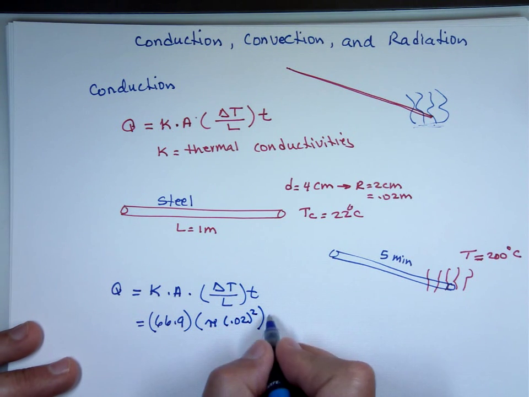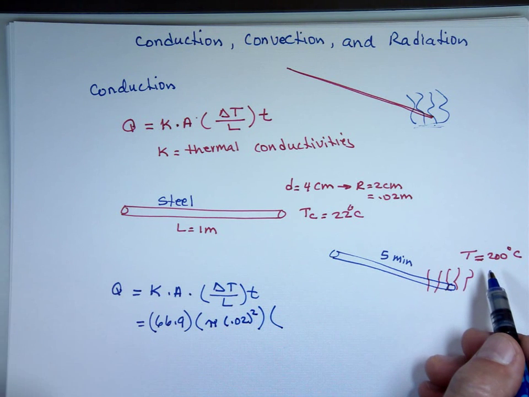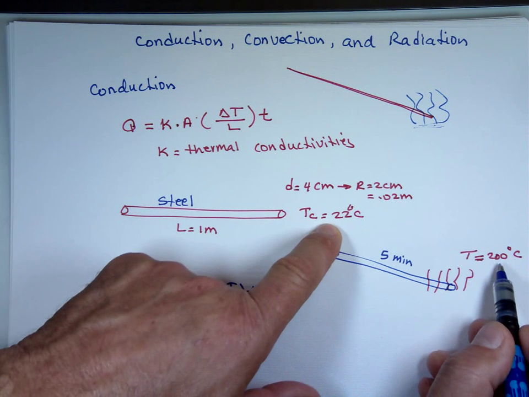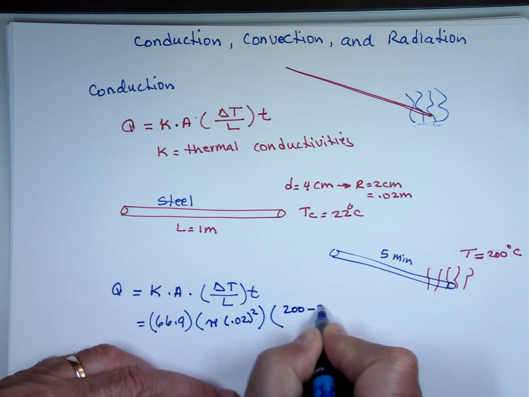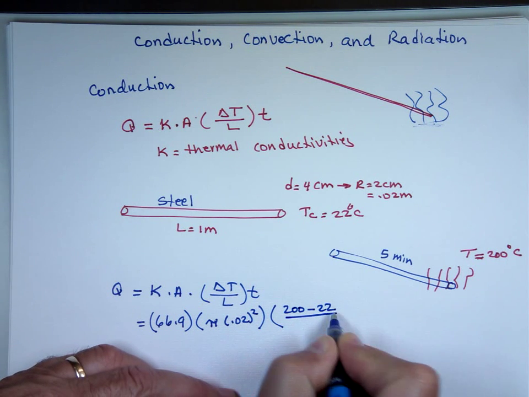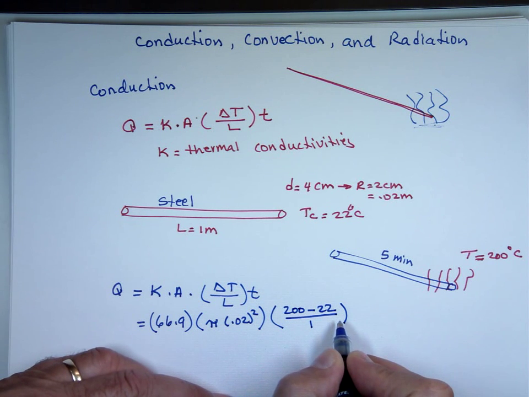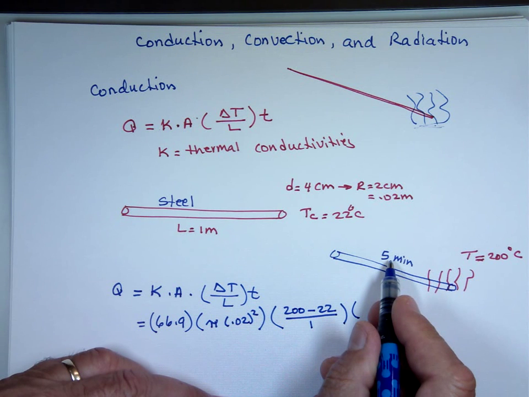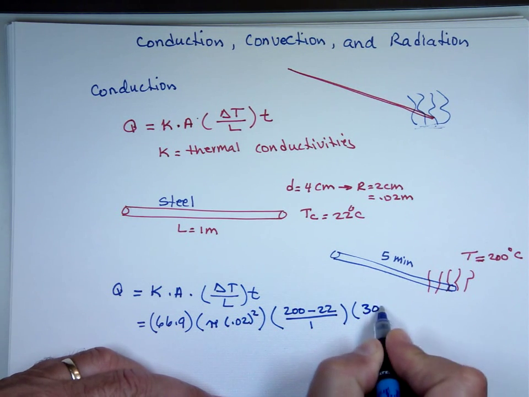Times the change in temperature, which is final minus initial. If this is 200 degrees and you put that rod in it for a while, that rod will also be 200 degrees. So it went from 22 to 200. What is the change in temperature? 200 minus 22. Over the length, which is 1, times the time. How many seconds did you leave it there? 5 times 60, which is 300 seconds.